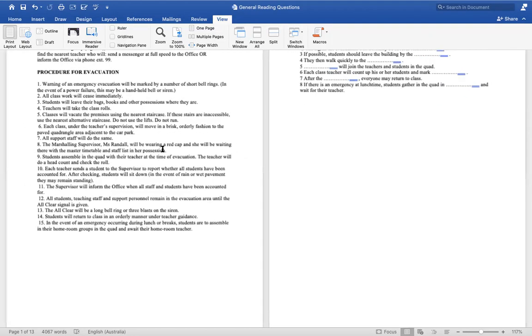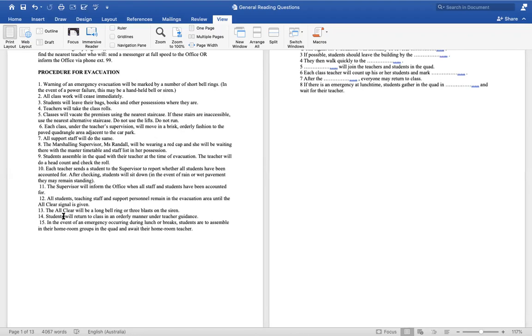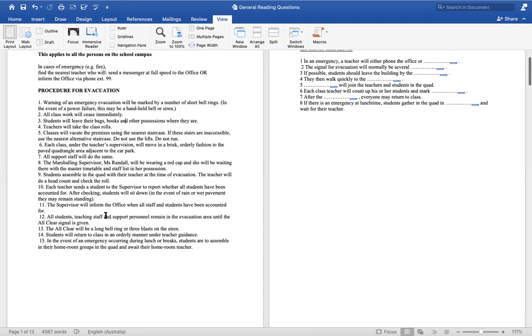So returning to class, here it is. We scan for it. Scanning means looking for a detail. So here it is, under 'we'll return to classes'. So after the all clear signal is given, the students will return to class. And for the last one, if there is an emergency at lunchtime, students gather in the quad in their home room groups and wait for their teacher.